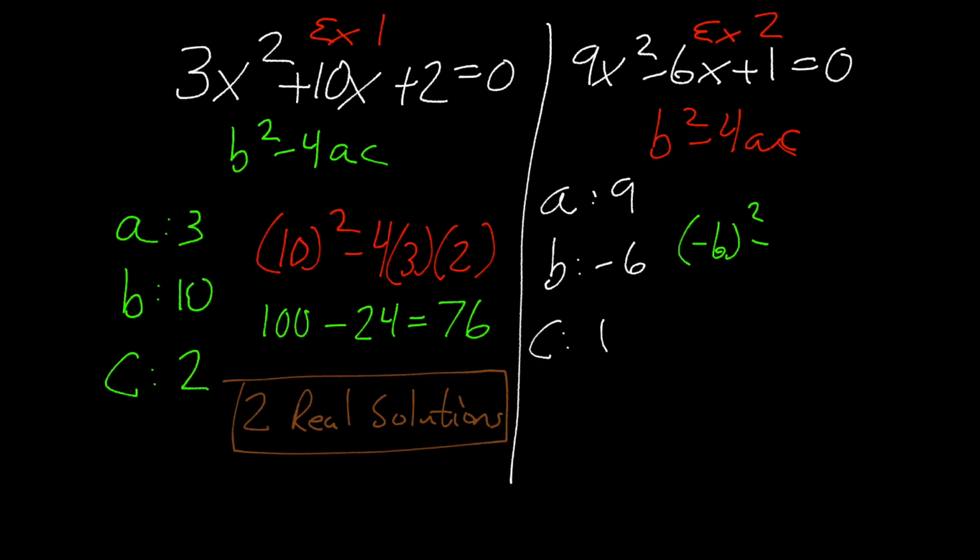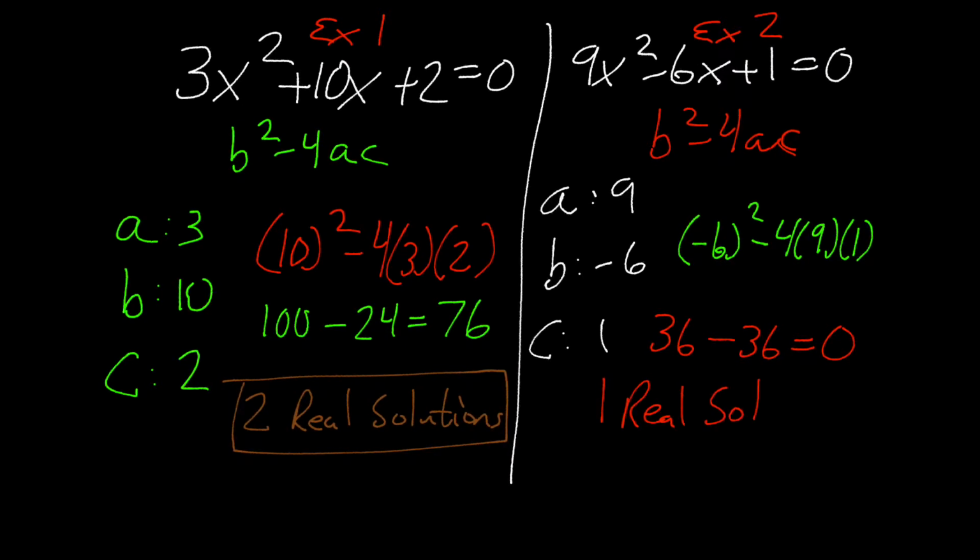Okay, so negative 6 squared minus 4 times 9 times 1. Negative 6 squared, written like that, gives me a positive 36. 4 times 9 times 1 is 36 as well, so I have 36 minus 36, which is 0. Well, it's not positive, it's not negative, it's 0. So that means we have one real solution. And there's our answer.